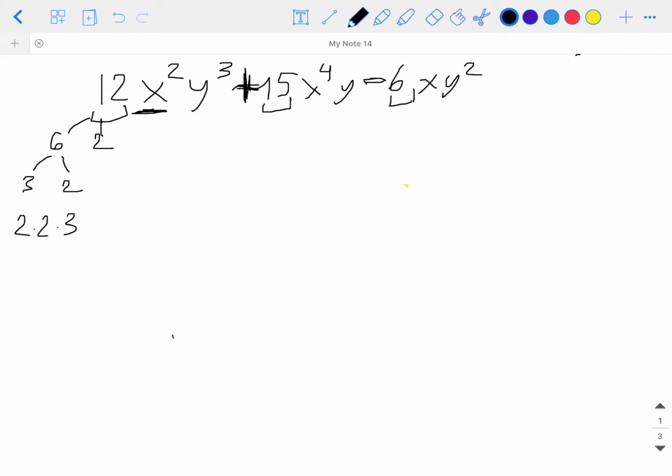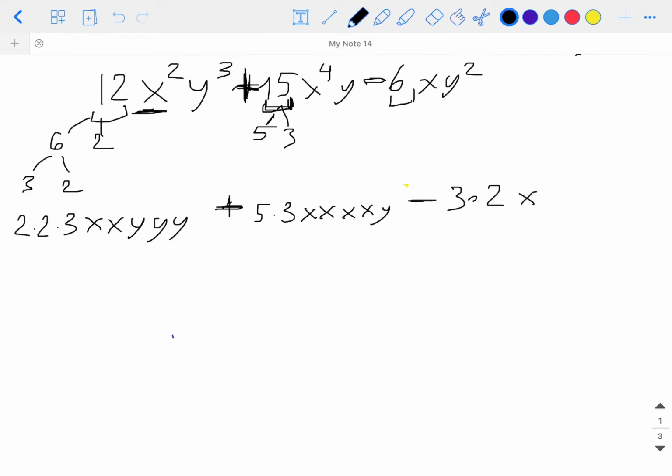And because of the x squared, we're going to lay out the 2 x's, and the same for the y, so 3 y's. Separated by the plus sign, and going with the 15, we see that it has 5 times 3. X to the 4th means that there are 4 x's, and y, separated by the minus sign, and then 6 is the same thing as 3 times 2. X, and then 2 y's because of y squared.